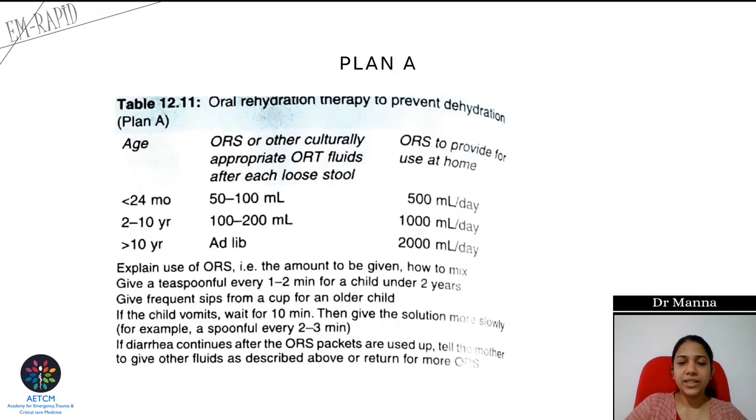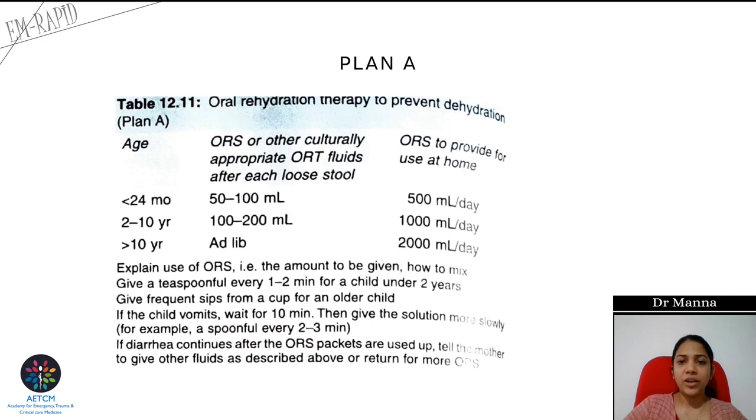And we will be discussing plans A, B and C for dehydration. In no dehydration or mild dehydration, we will be going for plan A. So this child is having diarrhea, but is not having any signs of dehydration. That is called plan A. In those patients, we will just be giving ORS solution depending on the loose stools. If the child is having loose stools, we will be giving 10 ml per kg supplementary ORS to prevent dehydration. And if the child is having vomiting, we will be giving 2 ml per kg ORS solution.